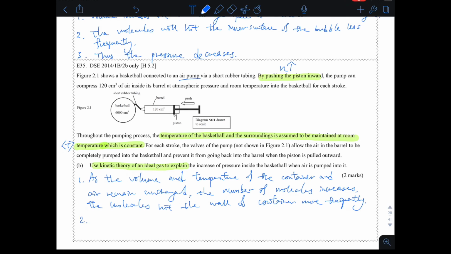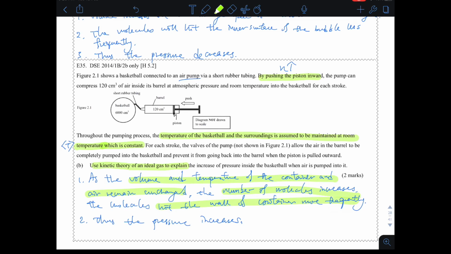Then the pressure increases. So that we got 2 marks here. That is, we have mentioned this is unchanged, and then if you increase the molecules, then it will hit the wall of the container more frequently. Then this is 2 marks because the last sentence is just referring to the question.